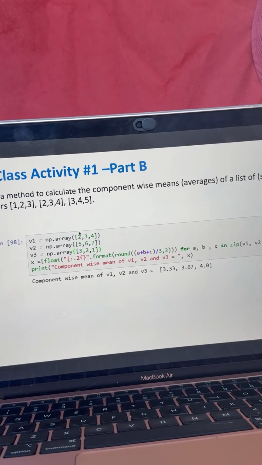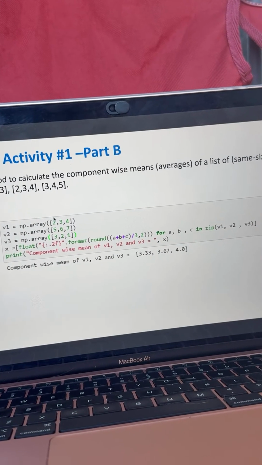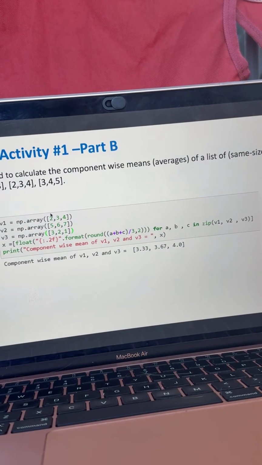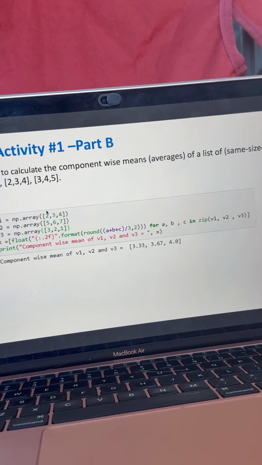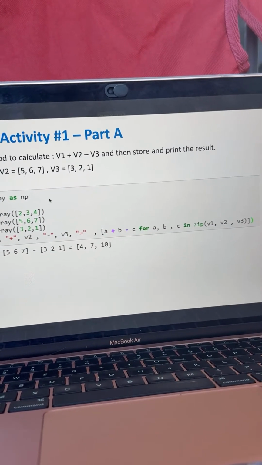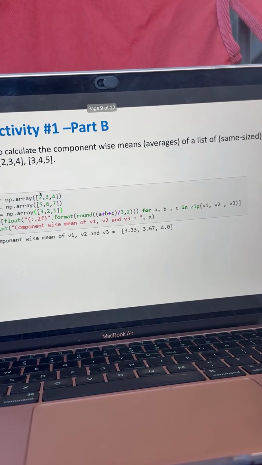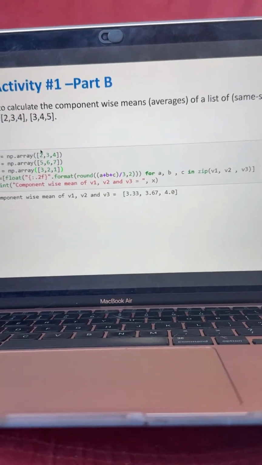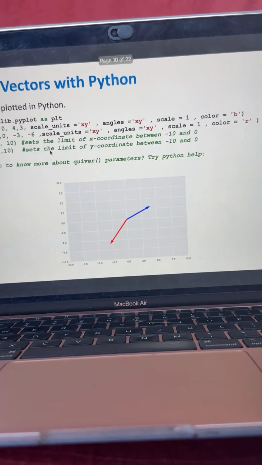So you print the float. Okay, so that's the answer. I thought this thing was the answer, but it's not. So yeah. Print component wise means mean of v1, v2, and v3 equals apostrophe.